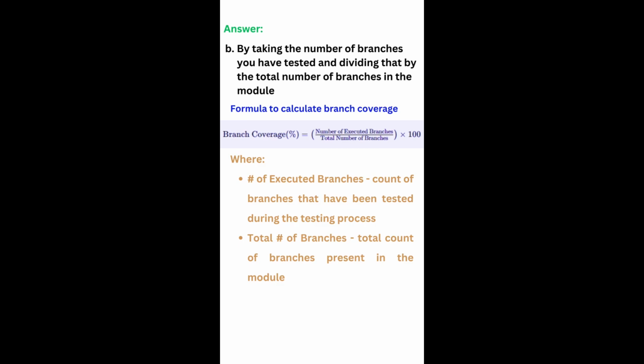Answer is option B. Formula to calculate branch coverage: number of executed branches divided by total number of branches. Where number of executed branches is the count of branches that have been tested during the testing process. Total number of branches is the total count of branches present in the module.